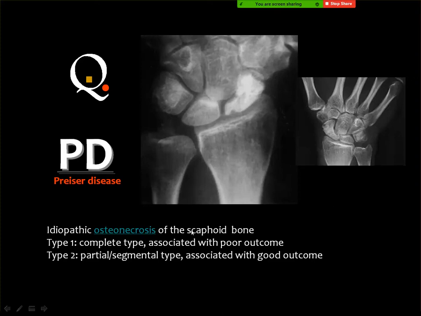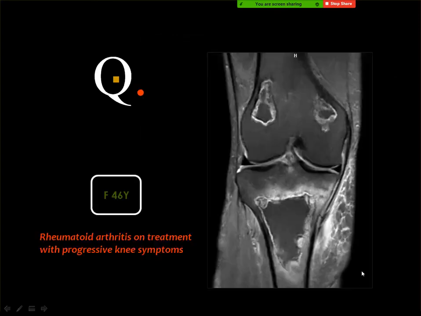And this Preiser disease has two types. The type 1 is a complete involvement of the scaphoid, and type 2 is partial involvement of the scaphoid area, and the remaining part of the scaphoid is good. And this Preiser disease is explained in the lecture of hematological bone diseases.